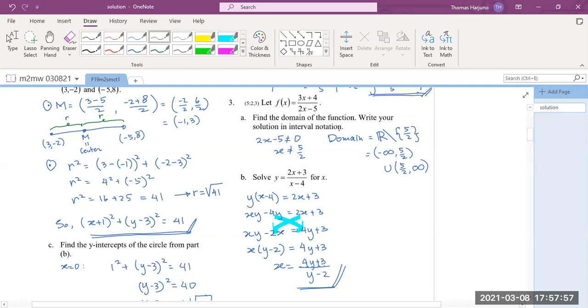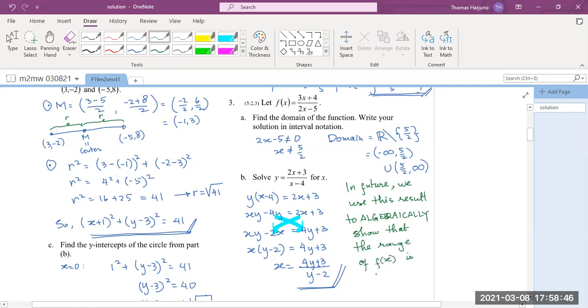Okay, now by the way, a forward look: in the future, we will use this result to algebraically show that the range of the function is all real numbers except 2. So the y can be all real numbers except 2. Okay, that's for number 3.